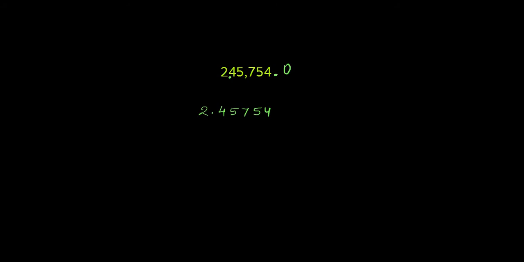Now if you see, I have actually moved the decimal 5 digits. So I'm going to write it as 2.45754 times 10 to the power 5.